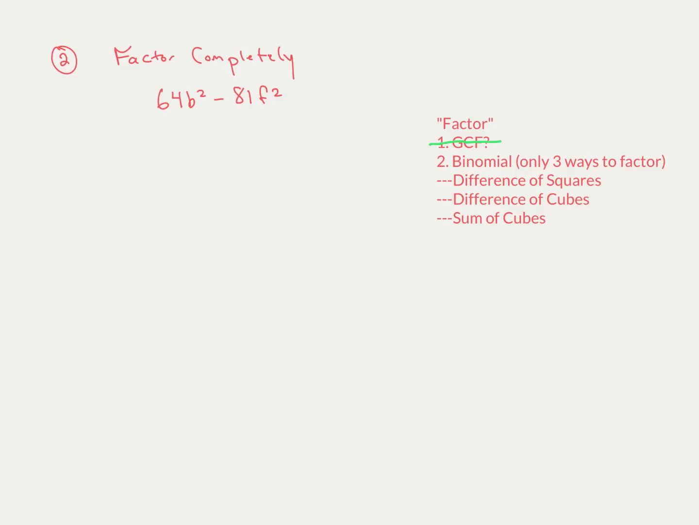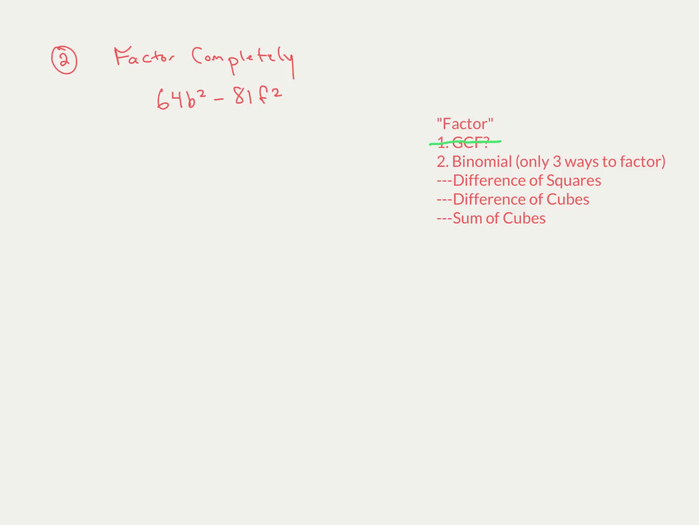Next, it's a binomial. It's got 2 terms. So only 3 ways to factor that. And by the way, if it's not one of these 3, then we would say that it's not factorable. So this one has a minus in the middle. So it's definitely going to be either a difference of squares or difference of cubes. And if you've got your list, hopefully you made a list that you can reference while you're doing the homework.